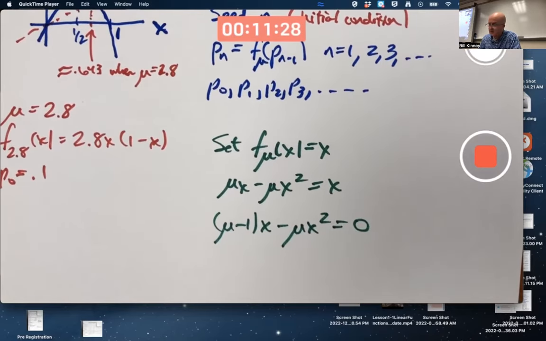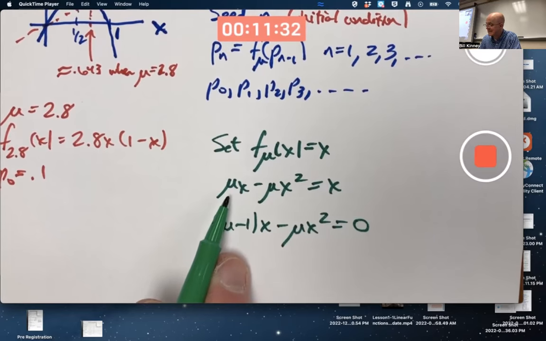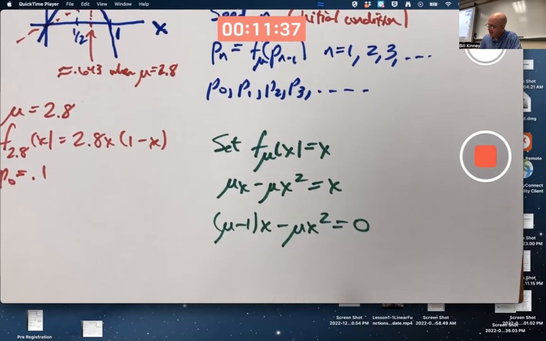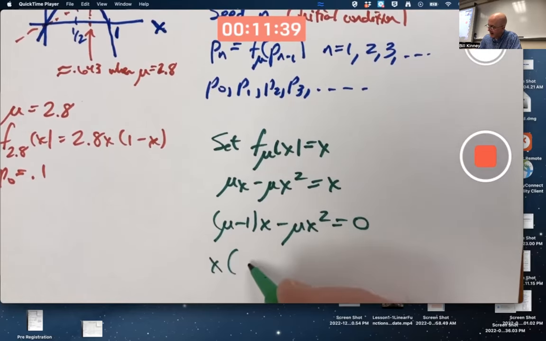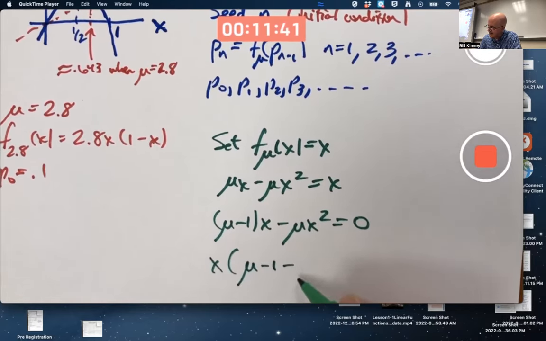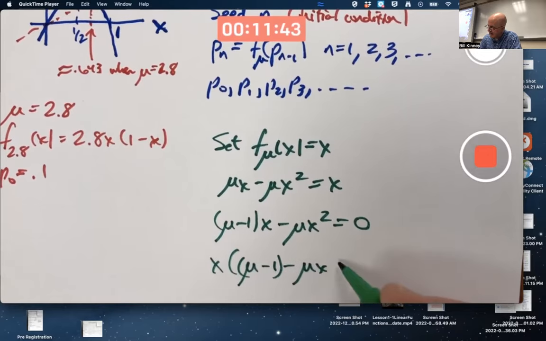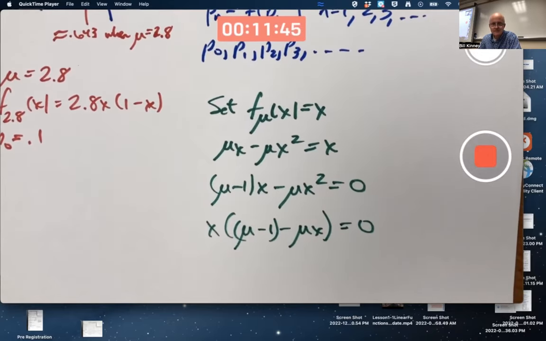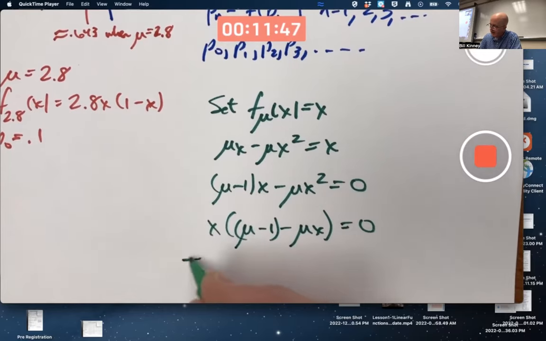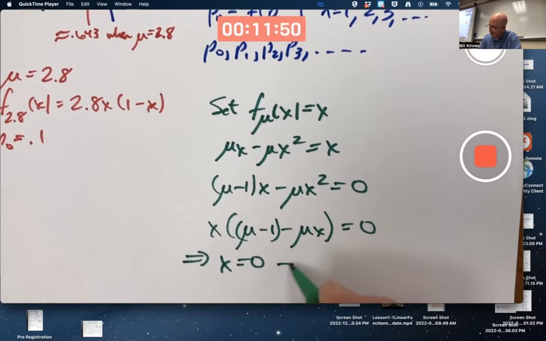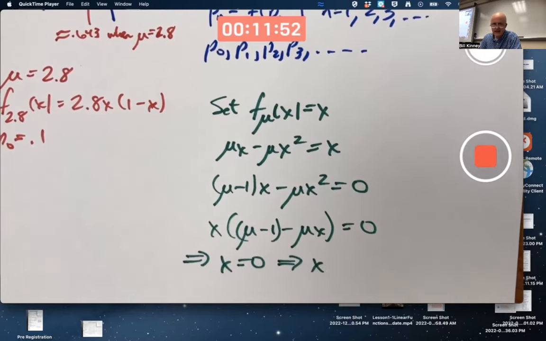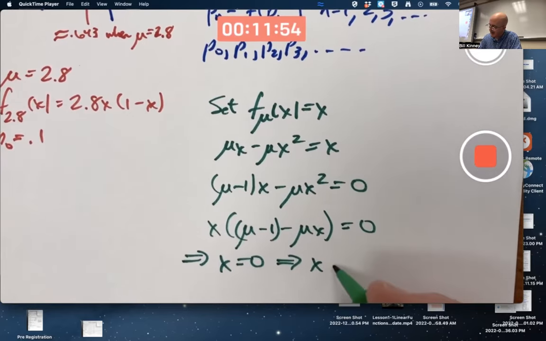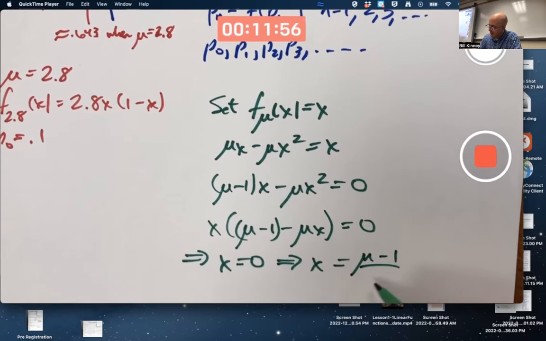If I subtract x from both sides and factor out the x from the two terms mu x and minus x, I'll get in parentheses mu minus 1 times x. You don't even have to use the quadratic formula here. You can factor out an x. Like that. And certainly one fixed point is x equals 0, and the other fixed point is when the thing inside the parentheses is 0, which is going to occur when x is mu minus 1 over mu.